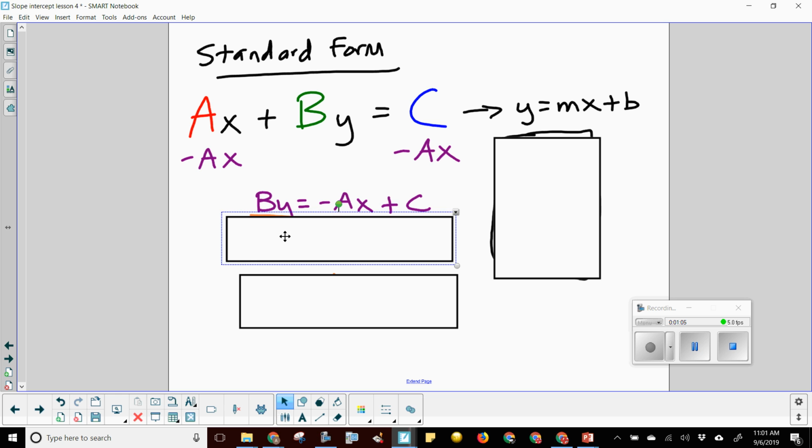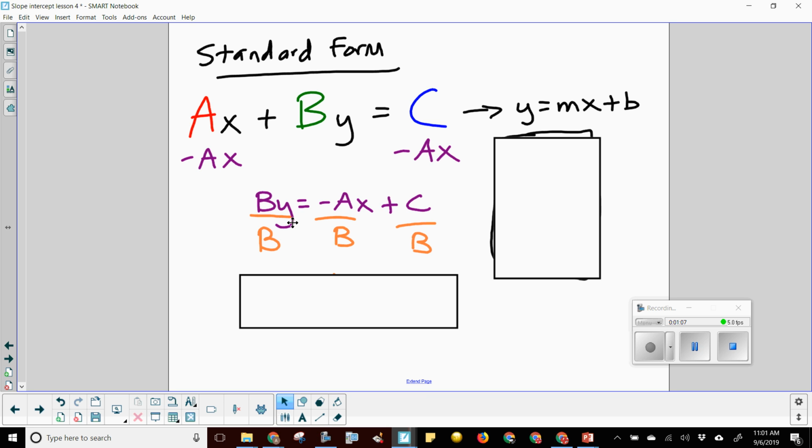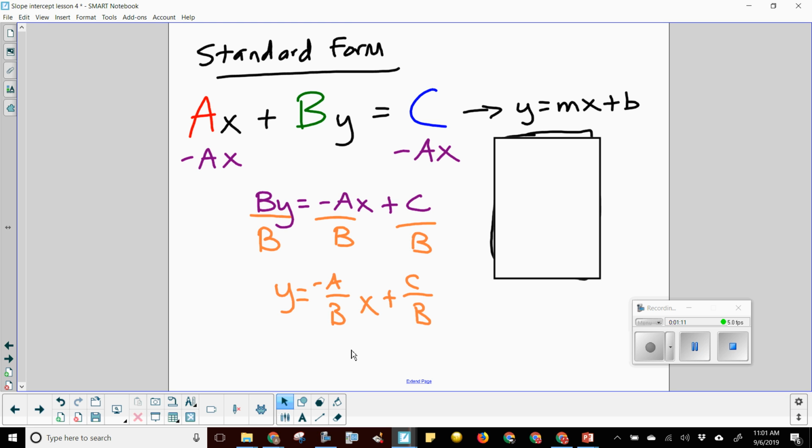To get y by itself, just divide everything by b. And now we have this. Y equals negative a over b x plus c over b, which looks very, very similar to y equals mx plus b. That's because it is. And so when we see these, this is two steps. Move this over, divide everything by what's in front of the y, and you have your y equals mx plus b.